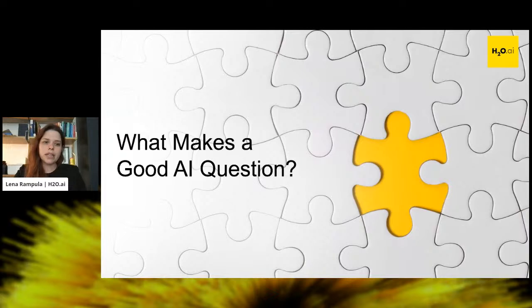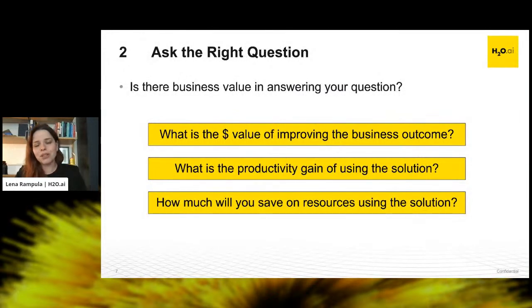So what makes a good AI question? We talk a lot, or I talk a lot, about business value. And the most important thing is, is there business value in answering your question? Business value is subjective to every company. So I would not be able to tell you what is worth answering and what's not for your company. But before you start, it's important to stop and think about what is the value that you can bring with answering this question and how to calculate it.